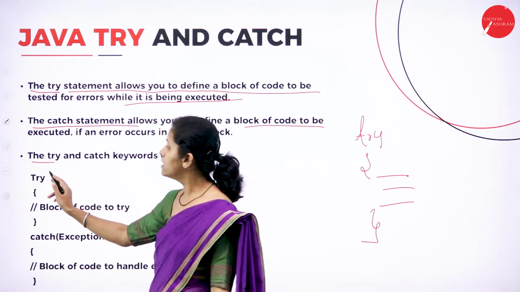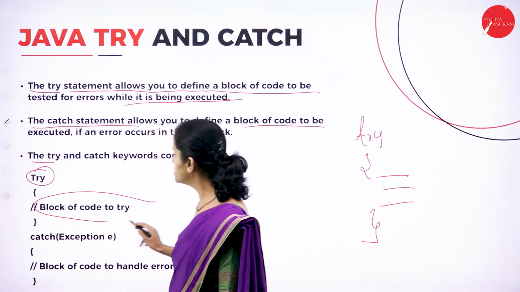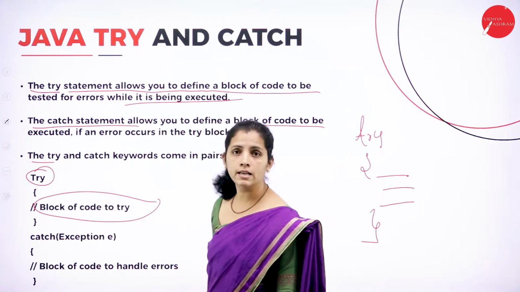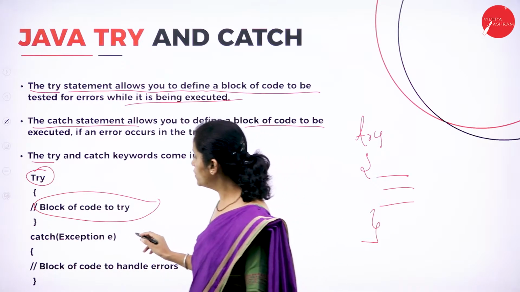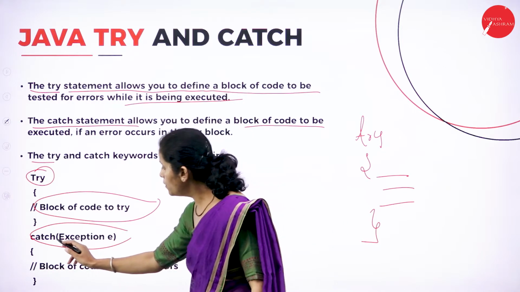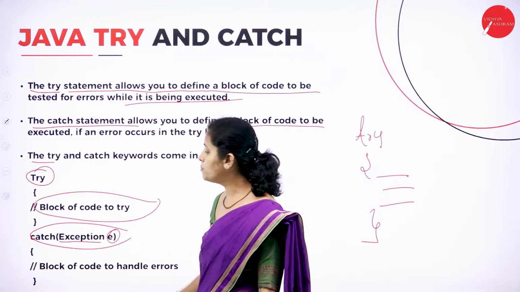Now, see here, I use the keyword try and I have the block of statements, and I place that block of statements within curly braces. After that, I have the catch keyword. See, I have the exception and I have the exception object.